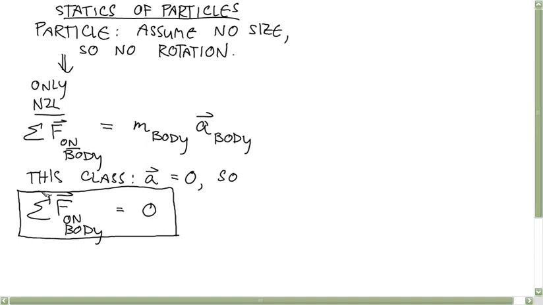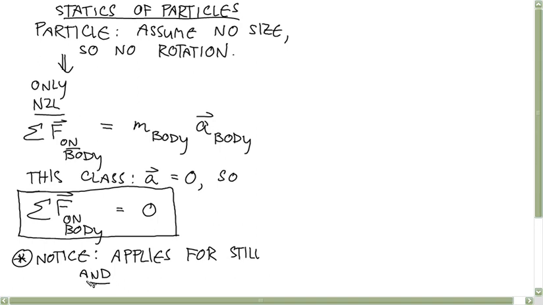We're not going to do this for too many classes. We're going to move on to rigid bodies pretty quickly. So what does this equation apply for? This class is called statics, so it applies to things that are still, but occasionally problems are going to come up where you need to remember that this equation applies for objects that are still and for objects that are moving with a constant velocity. Okay. Because then you don't have acceleration either.